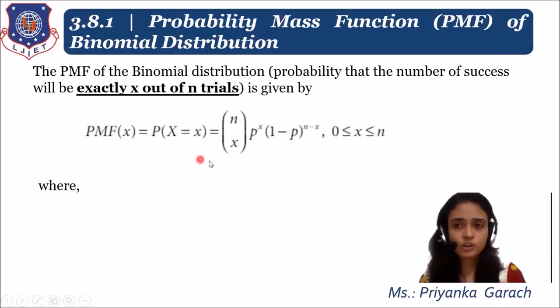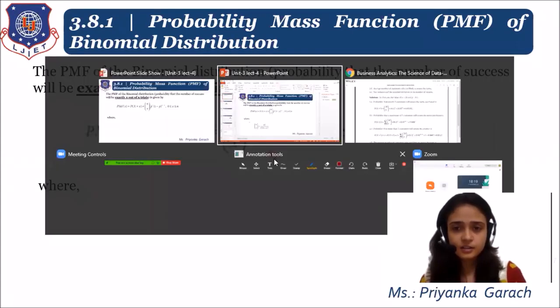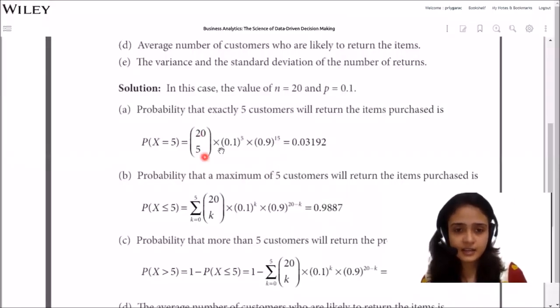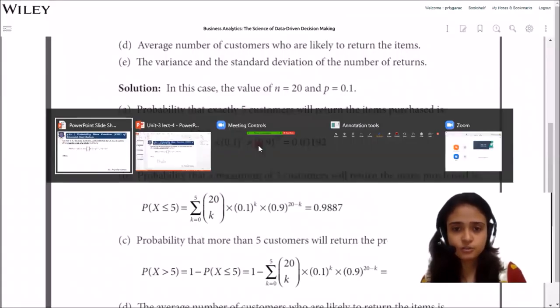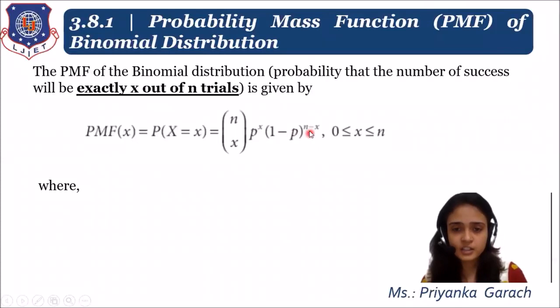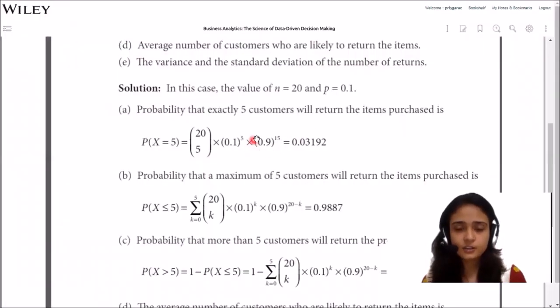So this is the formula of the PMF from the binomial distribution, that is nCx into p raised to x, into (1 minus p) raised to n minus x. So 1 minus p is 1 minus 0.1, which is 0.9. And what is the value of n and x?